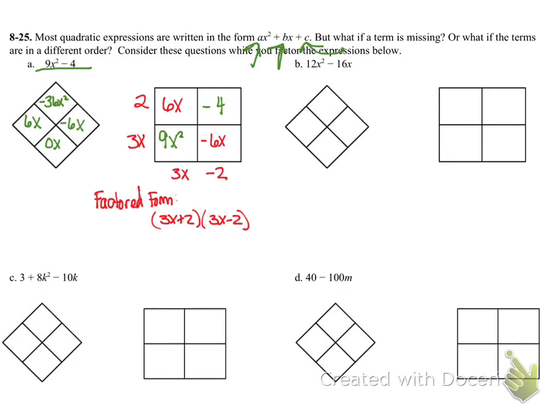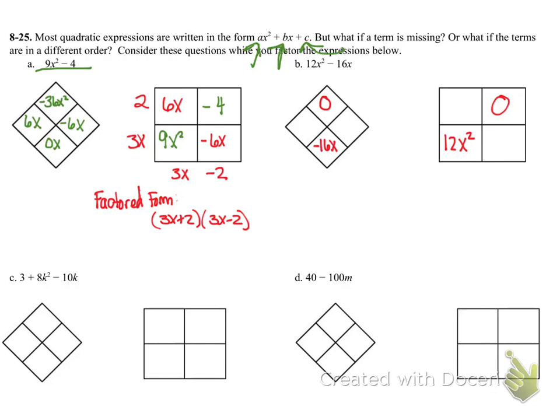Okay, let's try this one. So what if the term is missing? Well, okay, my 12x squared goes here. Now, there would not be a term here. There is no last term. Okay, that's going to be fine. When I multiply those, that means I get a 0 here. My middle term is negative 16x.